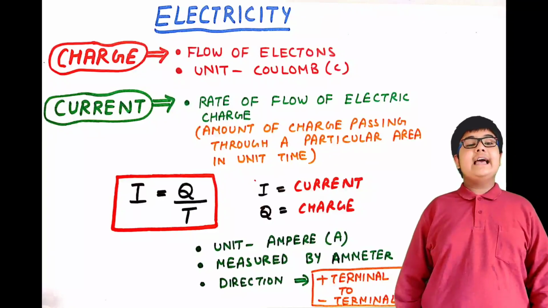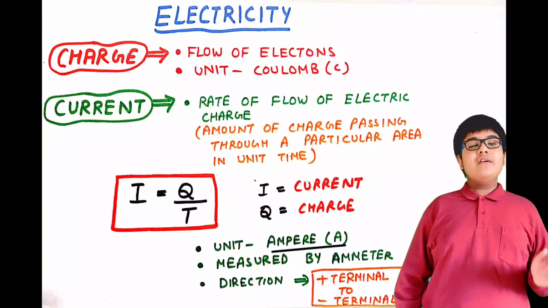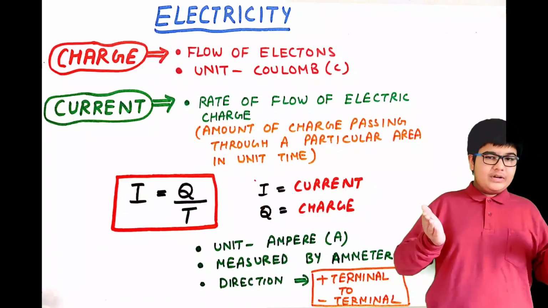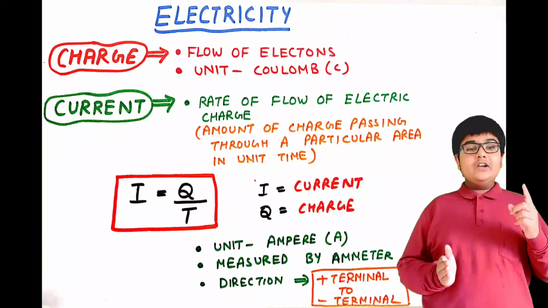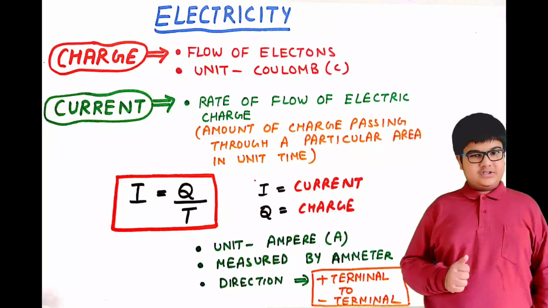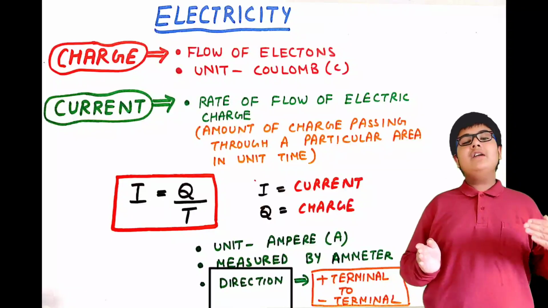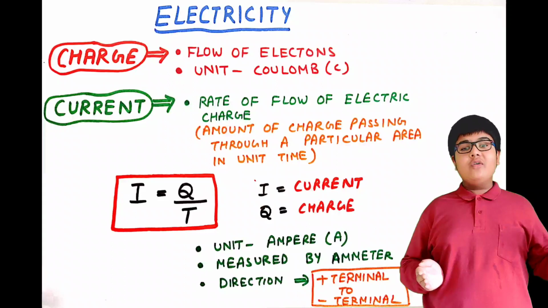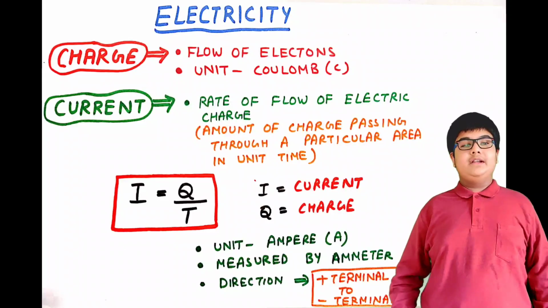Unit of current is ampere and it is measured by ammeter. So if we say that a charge of 1 coulomb passes through a unit area of cross section in 1 second, then a current of 1 ampere will be produced. Direction of electric current is from the positive terminal to the negative terminal. That is opposite to the direction of electrons, and they move from the negative terminal to the positive terminal.